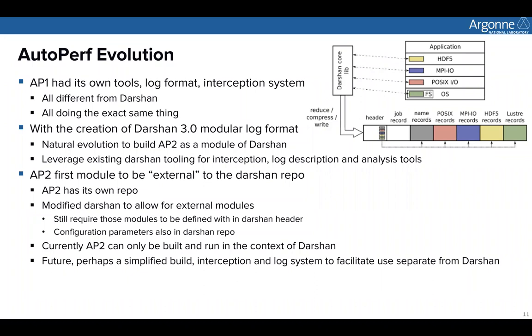Currently, to build Autoperf 2, it can only be built in the context of Darshan. So it doesn't stand alone at this time. In the future, one thing we've considered is maybe we can bring back the most basic build system and put in an ASCII logging that uses the existing Darshan callbacks, but can just write out maybe an ASCII log or something. So we could build this and run it separately from Darshan for testing, but so far that's something far down the road, and we're mainly focusing on Autoperf as a component of Darshan.